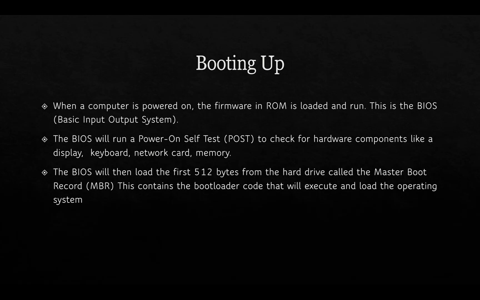Typically in older computers, you might have experienced a situation where it used to have batteries for keeping clocks going, for example, and the POST might fail when the battery had run out of power. The BIOS will then load the first 512 bytes from the hard drive, and that's called the master boot record. This contains the bootloader code that will execute and load the operating system. So essentially we check all of the hardware components and then go to load the operating system from a known location on the disk. If it can't find it, then again that process will fail.